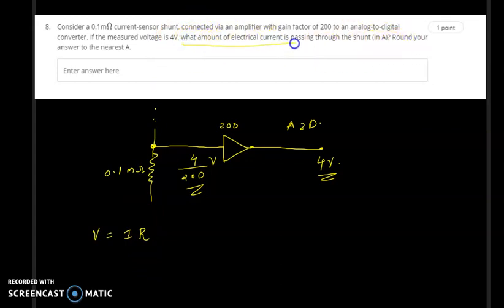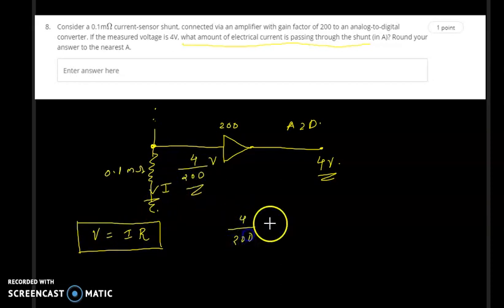The question is what amount of electric current is passing through the shunt resistor. So you need to find the value of the current that is passing through this resistor. Using the basic Ohm's law equation, we can identify the current through this shunt element. The voltage acting across the shunt element is 4 divided by 200, equals I, the unknown, times the resistor.